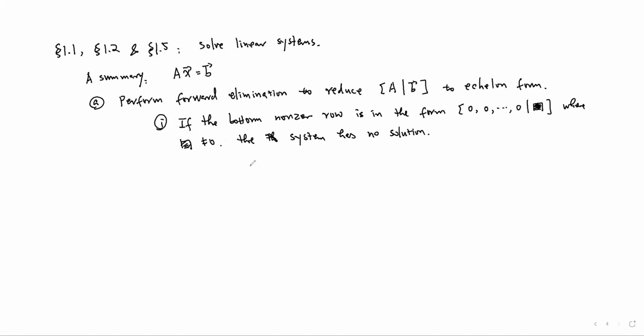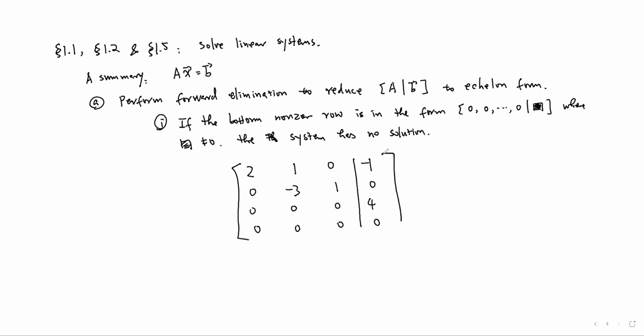Any example? Yeah, this is one example. 2, 1, 0, -1. 0, 3, -3, 0. 0, 0, 0, 4. 0, 0, 0, 0. The bottom non-zero row is row 3. But row 3 is in this form, right? 0, 0, 0, then right hand side non-zero. Then this linear system has no solution.